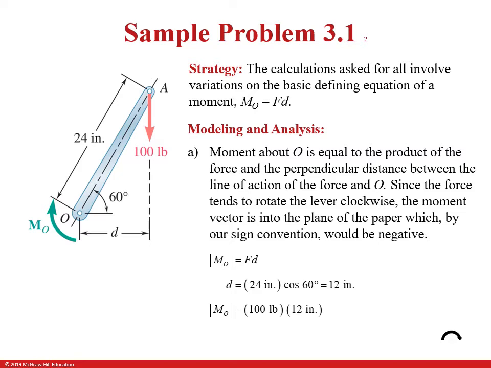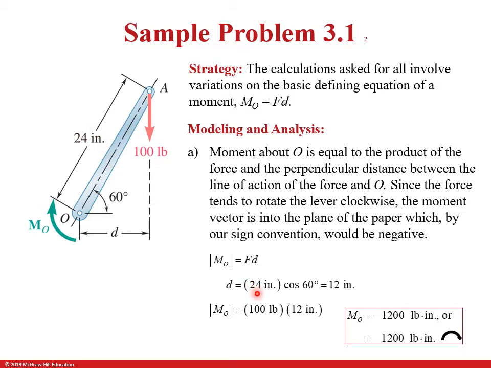Where's that perpendicular distance to the point of rotation? And here you can see, they give you the hypotenuse. So it's 24 inches is the hypotenuse times cosine 60. Remember, cosine is adjacent over hypotenuse. So we're interested in this adjacent distance D. And so we wind up with the moment is minus 1,200 pound inch. So again, note your units. A moment is a force times a distance. So in this case, it's pound inches.